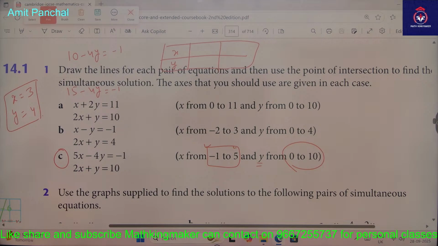When x is 0, y will be 10, and when x is 5, y will be 0. Okay, very good.